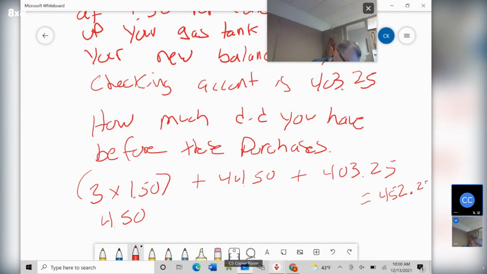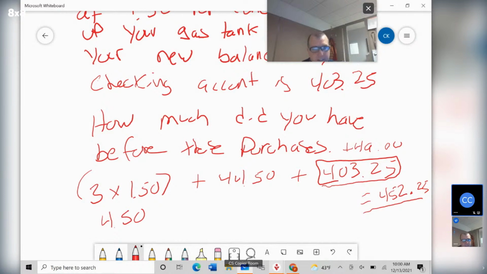Because it told us what our, I'll do it in a different color, this was our ending balance right here. And then we spent $4.50 and $44.50, so that's $49. So we would just add that $49 to our ending balance. And that means what we started with before we purchased the ice cream cones and filled our gas tank up was $452.25. So it's almost like an addition problem, and we just had to add our purchases to our balance, and what all those add up to was our starting balance.